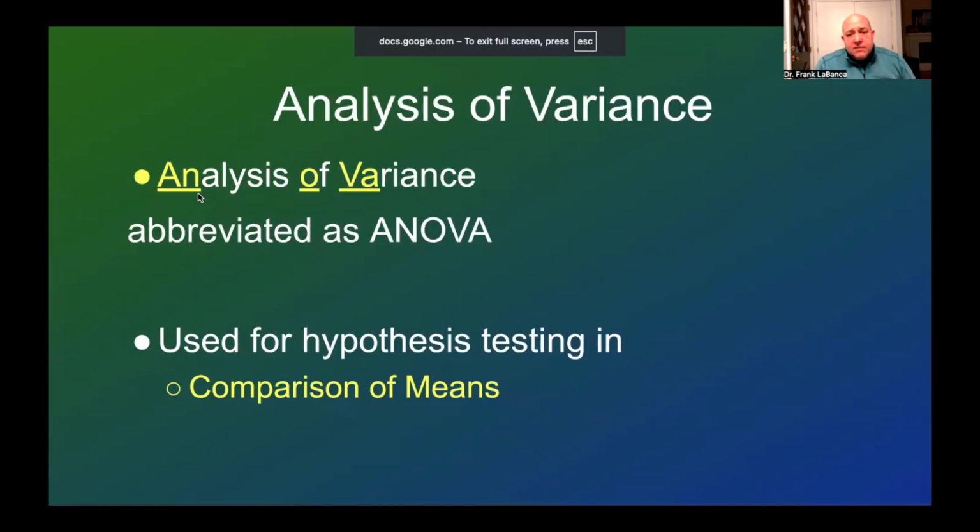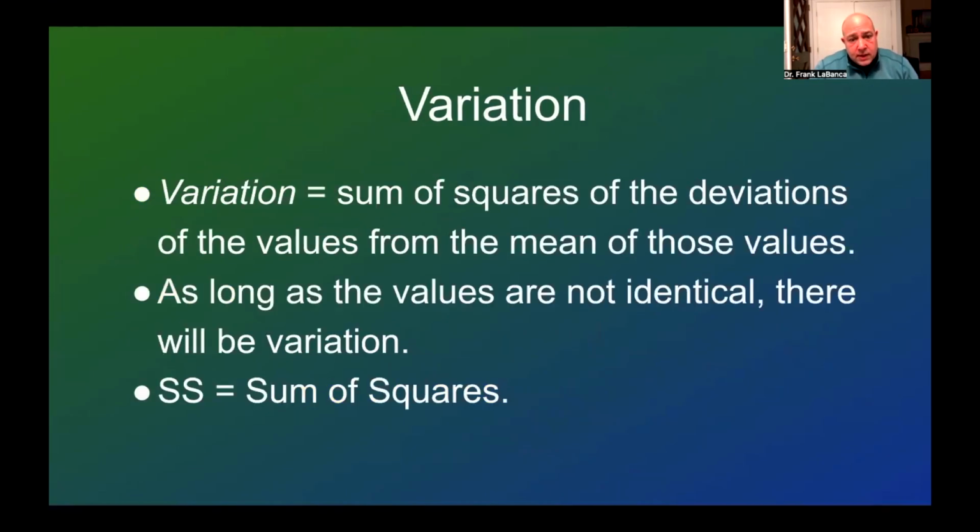The analysis of variance, sometimes called the ANOVA, is used for hypothesis testing. And again, we're comparing means, just two or more means. It's based on the idea of variation, which is the sum of the squares of the deviations of the values from the means of those values. As long as values are not identical, there will be variation. So SS is the notation for sum of squares. You'll see it in the SPSS tables as well. It'll say sum of squares.